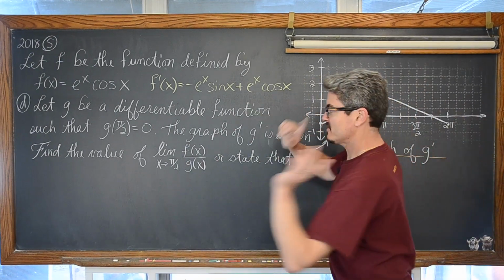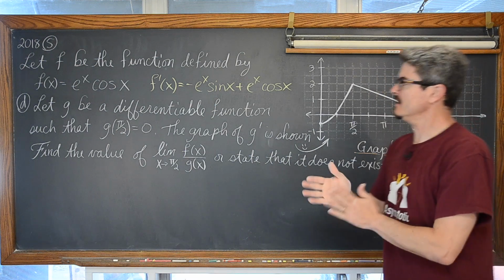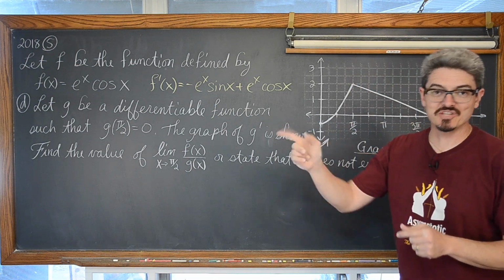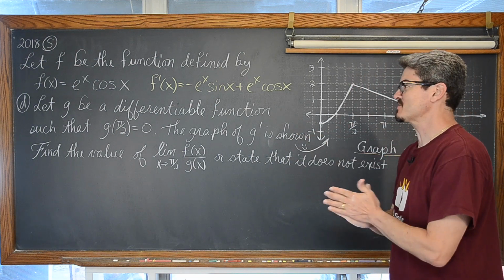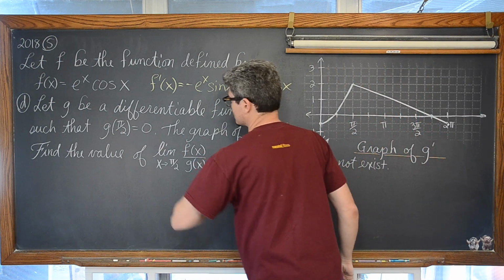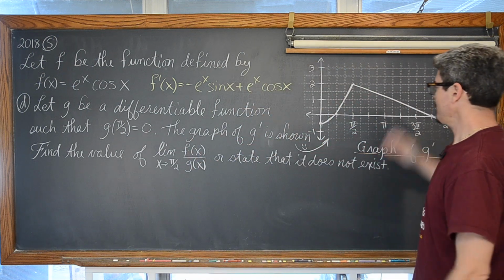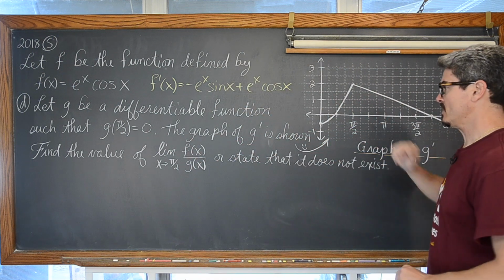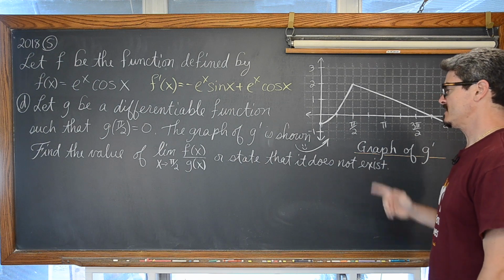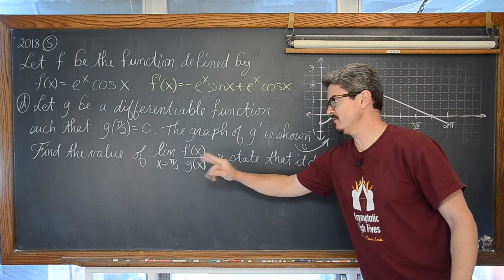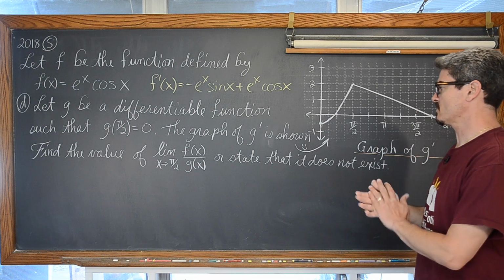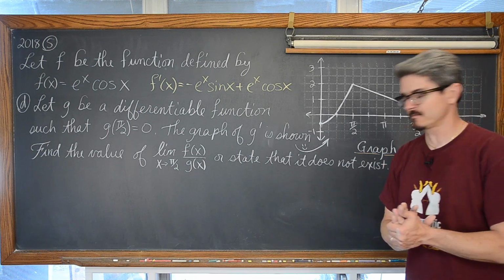And finally, for part D, we are going to let g be a differentiable function such that g of pi over 2 is equal to 0. The graph of g prime, bam, we're finally going to use it, is shown. Find the value of the limit as x approaches pi over 2 of f of x over g of x, or state that it does not exist.